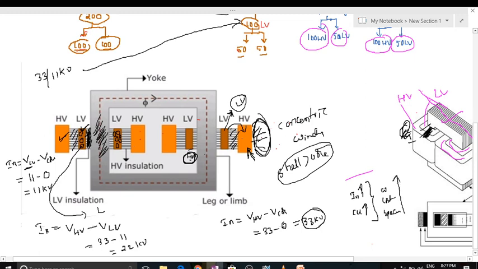To avoid these problems, we should place the LV winding nearer to the core. So this is the complete construction of the core type transformer.